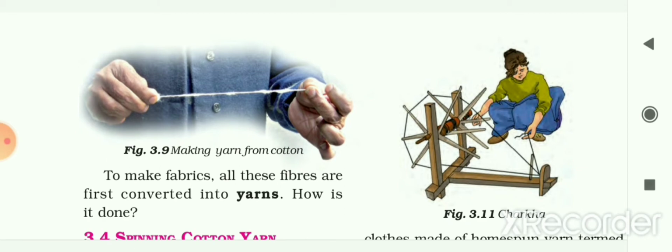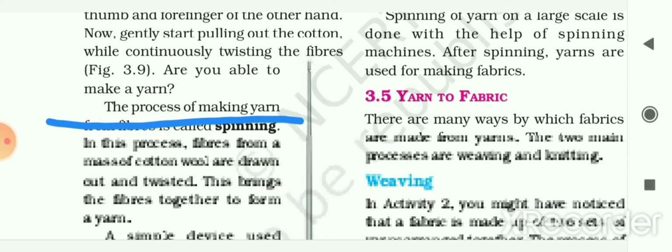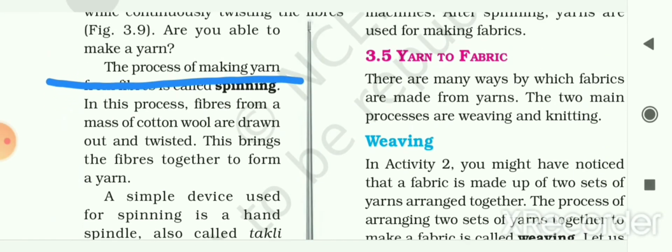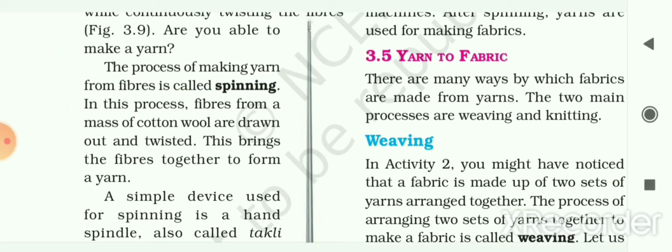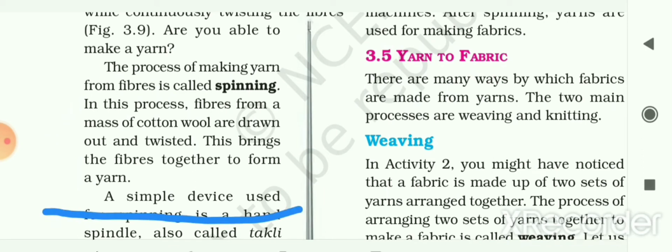Are you able to make a yarn? This process of making yarn from fiber is known as spinning. In this process, fibers from a mass or bulk amount of cotton wool are drawn out and twisted. And this brings the fibers together to form a yarn.